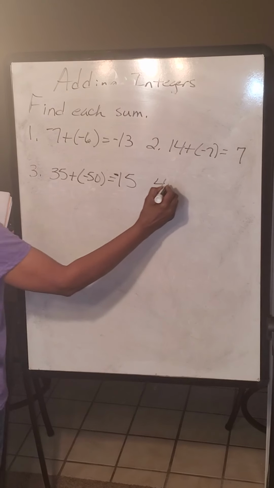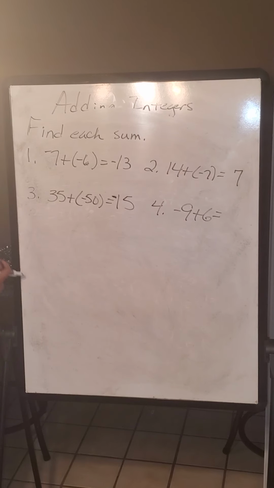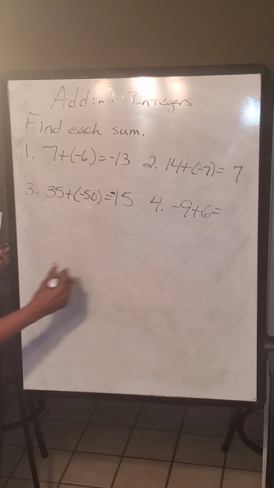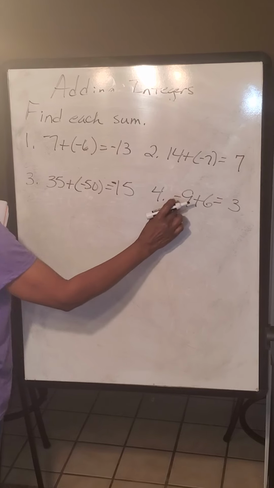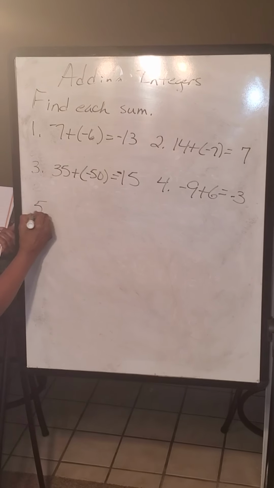Example 4. If I had a negative 9 plus 6, again, those have unlike signs. Subtract, I get a 3. The 9 has the greatest absolute value, so my answer would be a negative 3.